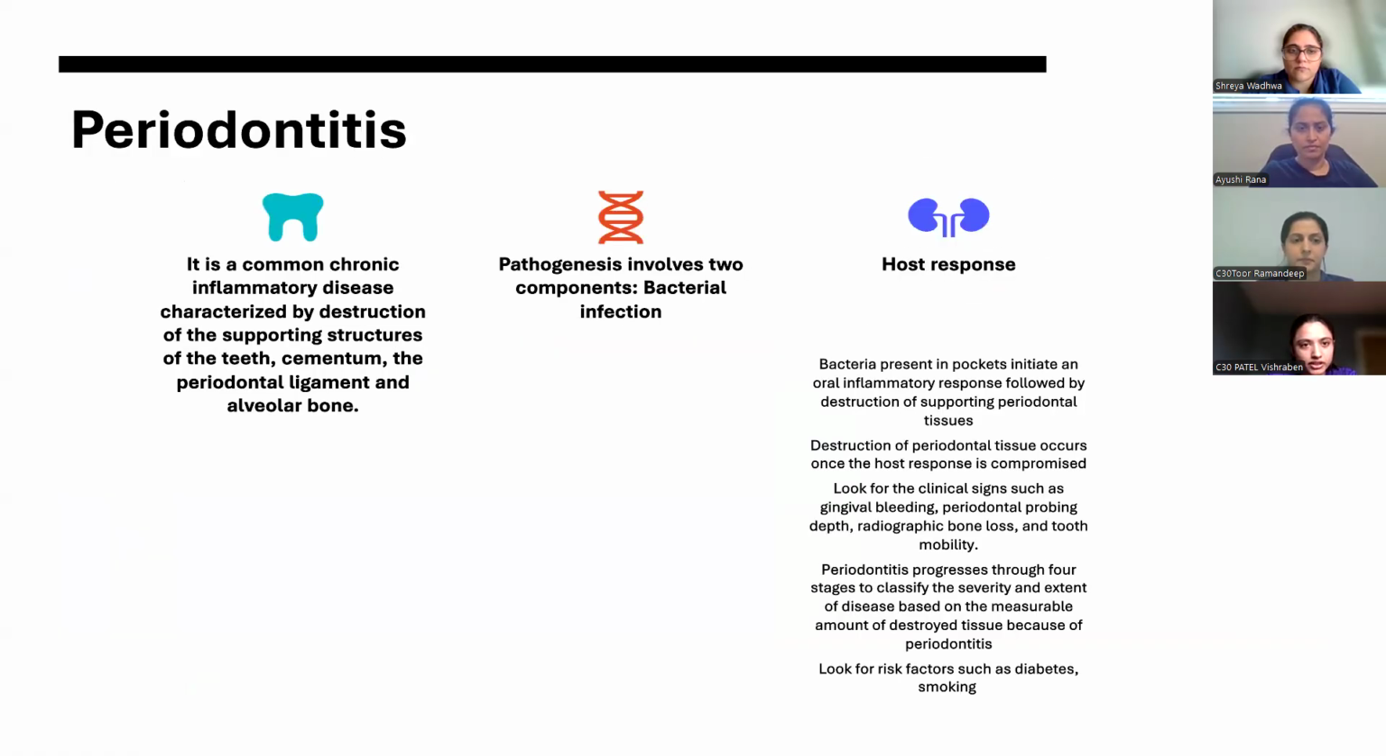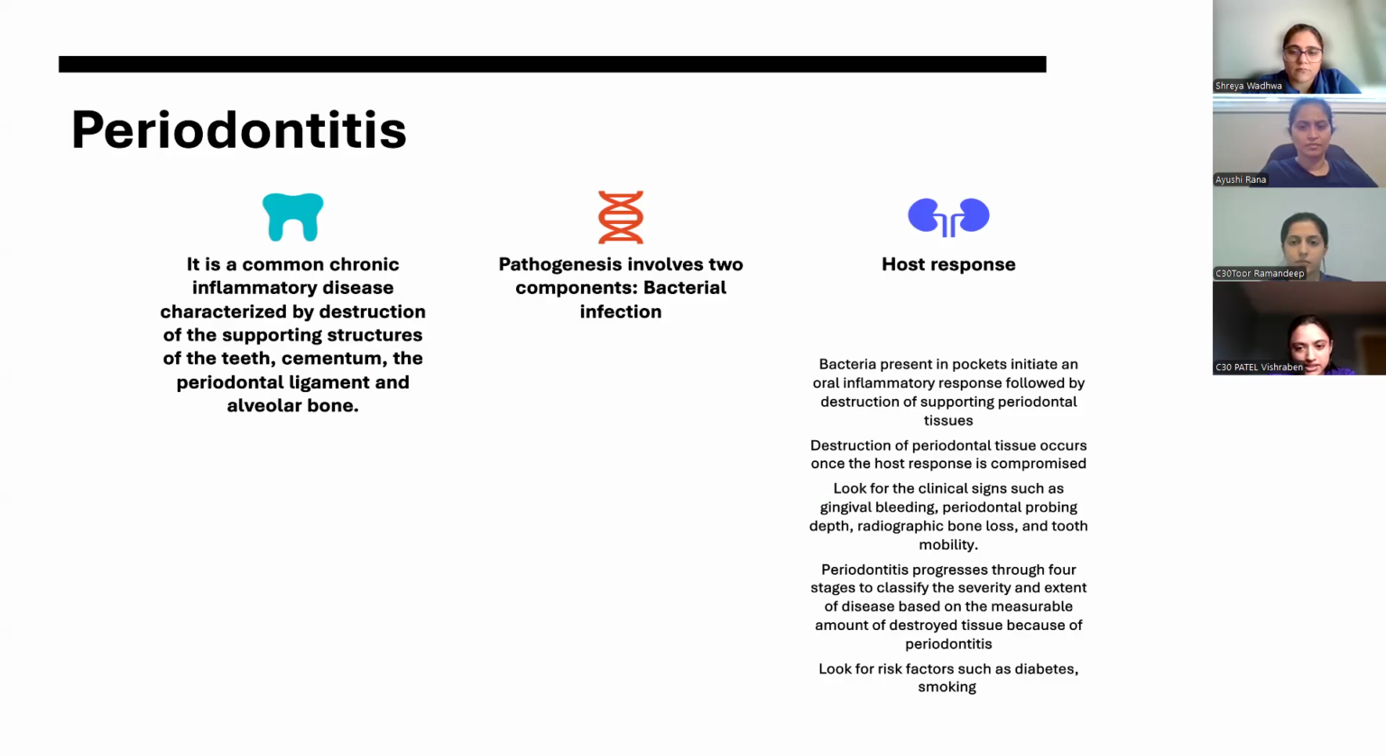So let's talk about periodontitis. It is a common chronic inflammatory disease characterized by destruction of the supporting structures of the teeth: cementum, periodontal ligament, and alveolar bone. Pathogenesis involves two components: bacterial infection and host response. So bacteria present in pockets initiate an oral inflammatory response followed by destruction of supporting periodontal tissue. Destruction of periodontal tissue occurs once the host response is compromised.